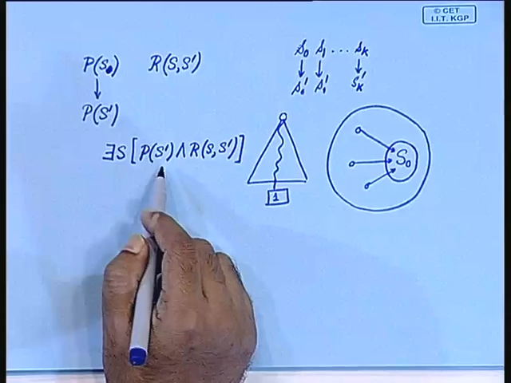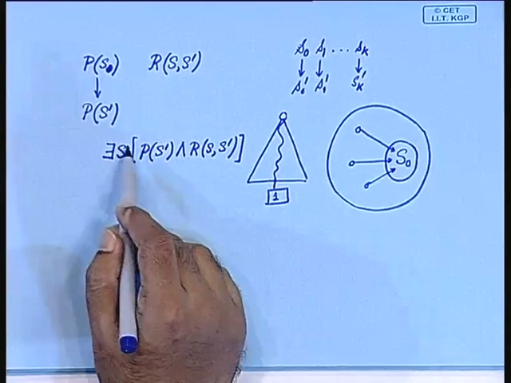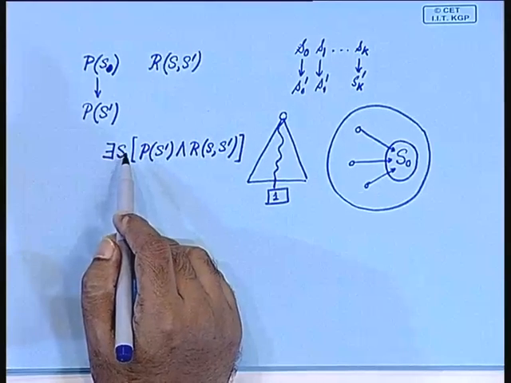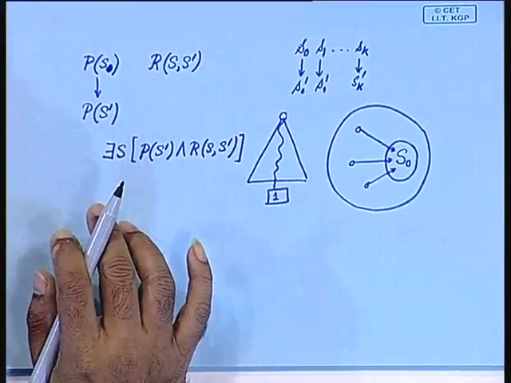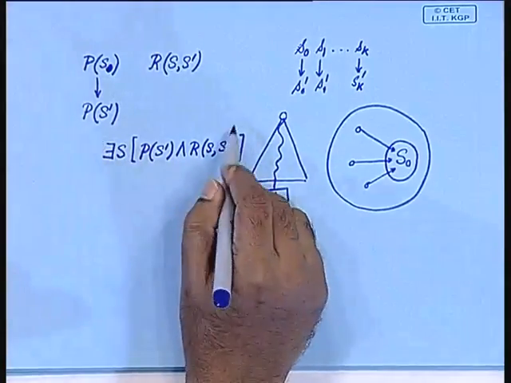So, just like we did the post image computation, where we used S here and we said there exists S dash, we just do the reverse, right. And from a functional point of view, there is no difference between these two. So, this computes the pre-image.